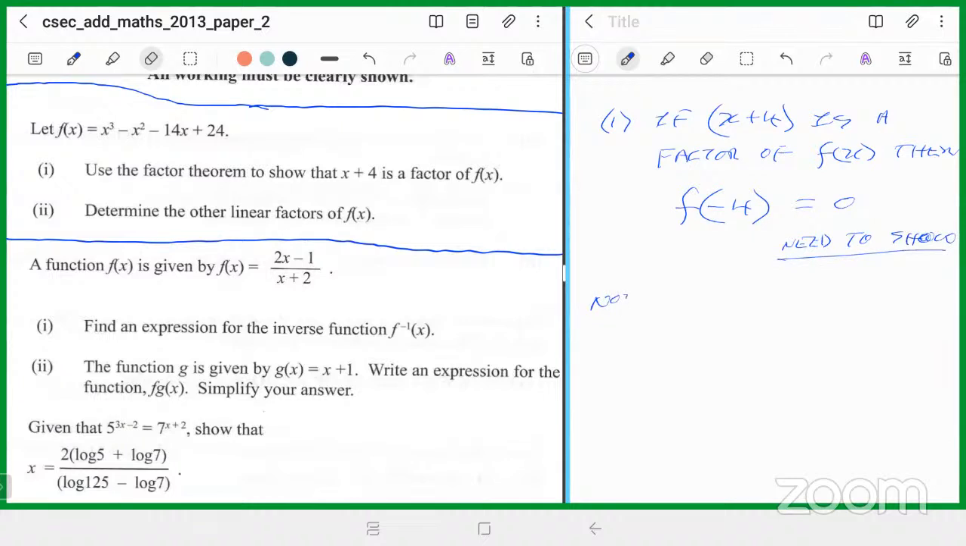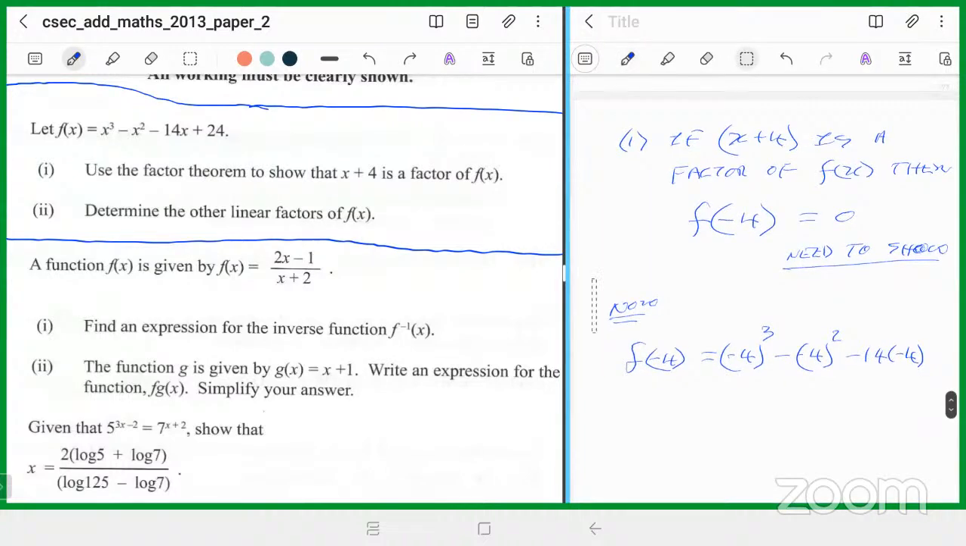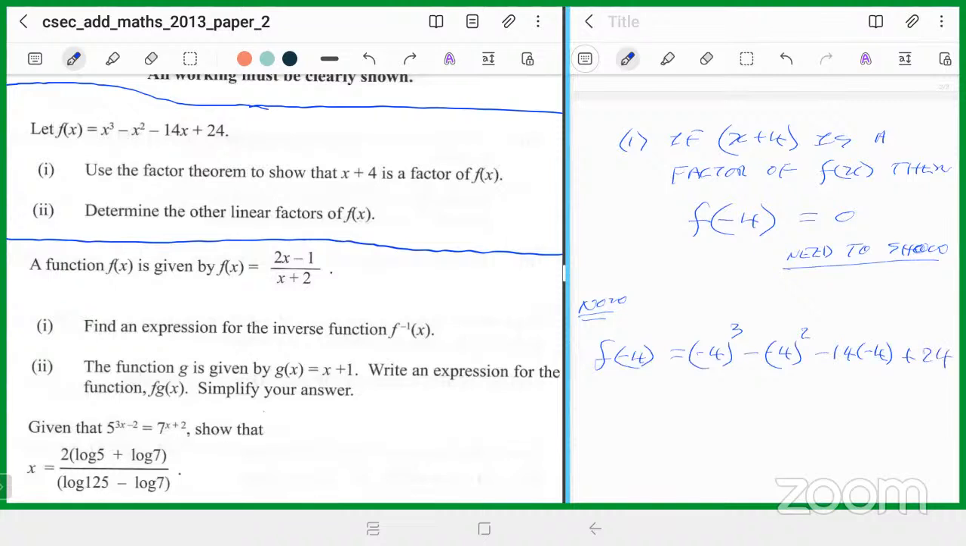So now f of negative 4, I'm going to work it out. I'm plugging the negative 4 in here, here, and there. Let's write it out. It's negative 4 cubed minus negative 4 squared minus 14 times negative 4, and then we have plus 24 at the end. And then this will be equal to 0. So put it all in the calculator. Somebody can check it for me, make sure.